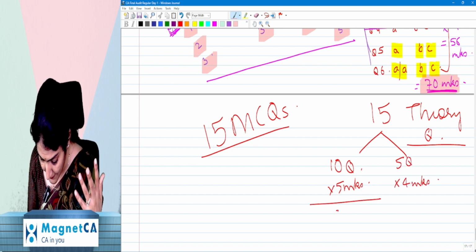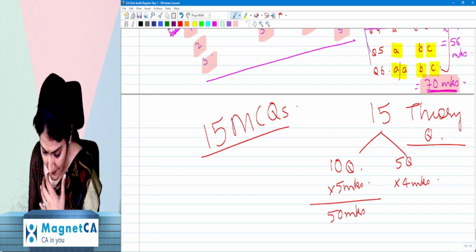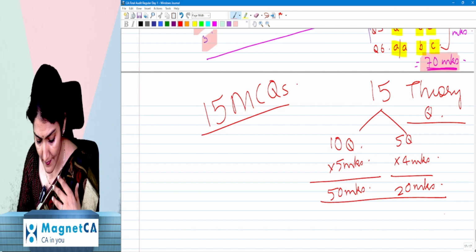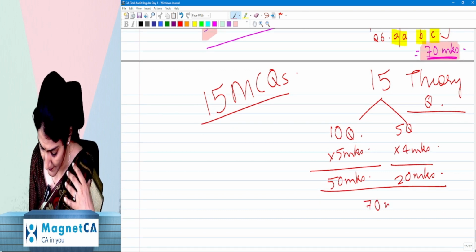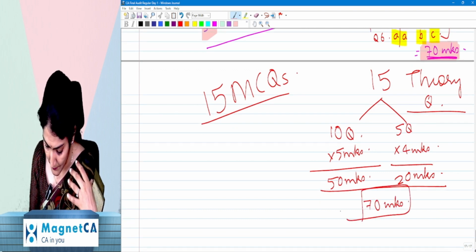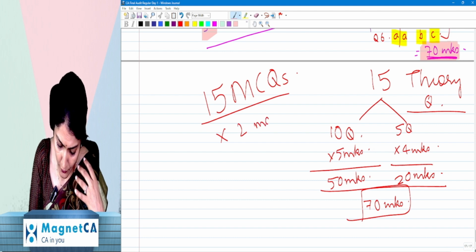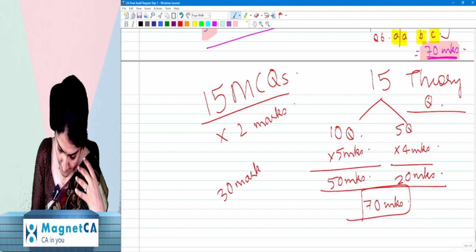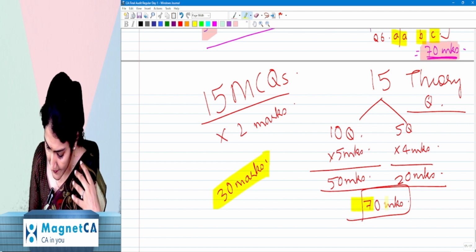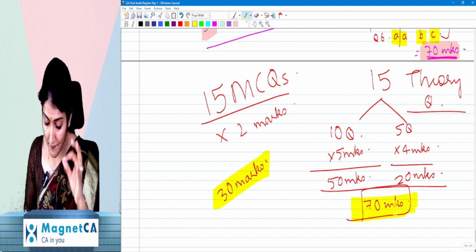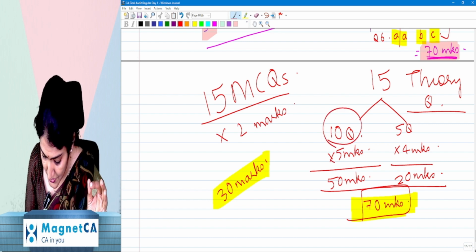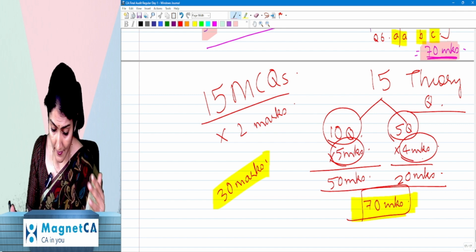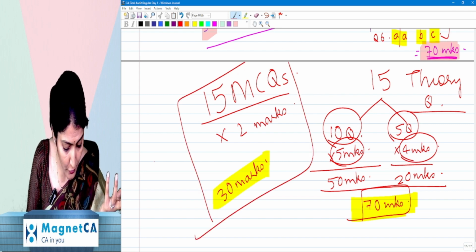So 10 fives are going to be 50, and 5 fours are 20. So that is going to be the 70 marks of my paper. And this was 15 into 2 marks, so that is straight away the 30 marks. For 70 marks, I have to write 10 questions of 5 marks each, and 5 questions of 4 marks each. Do I have any options in the MCQ part of the paper?